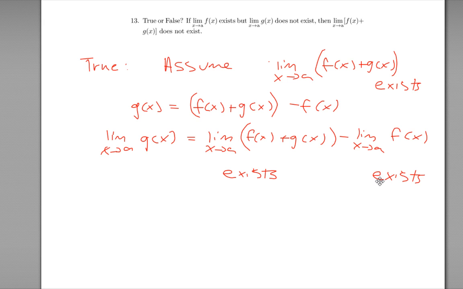This is some number. But look at the left-hand side. The limit as x goes to a of g of x does not exist. So now we have a problem. The thing on the left-hand side doesn't exist. The thing on the right-hand side is just a subtraction of two things that exist, like 5 minus 2 or something. So we have a problem here. So what was the problem? This is a contradiction. And the problem is that we assumed that this thing existed. Way up here we assumed it existed. So we can therefore say that our assumption must be wrong.